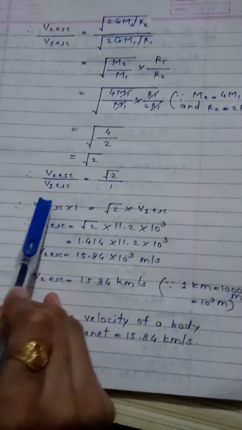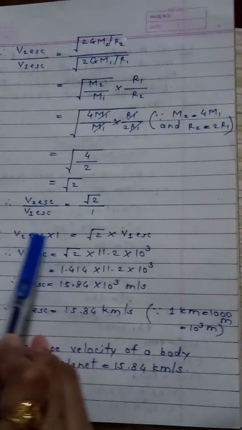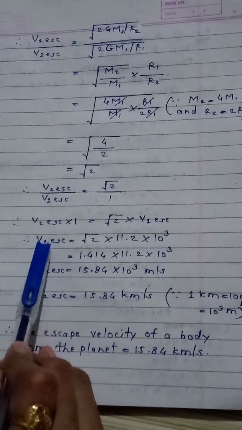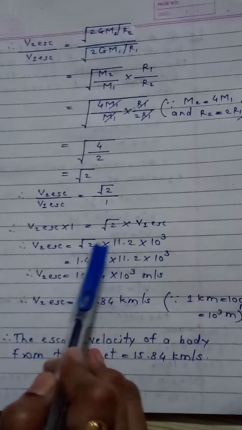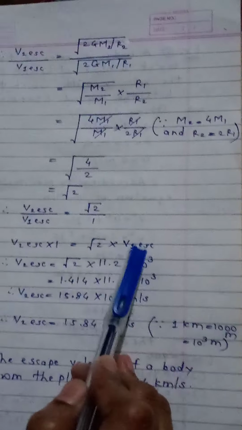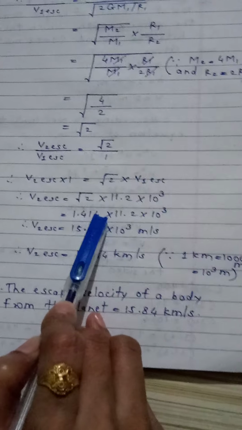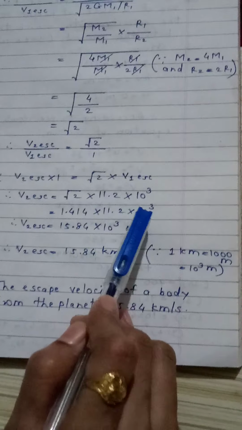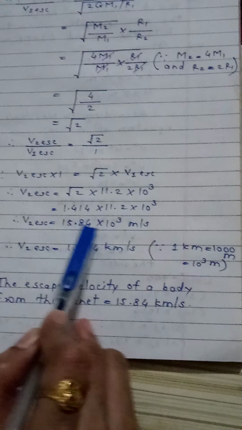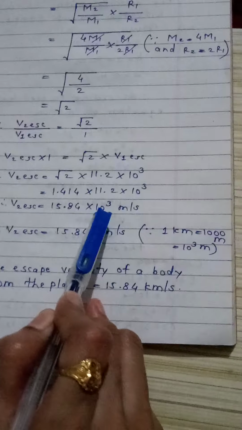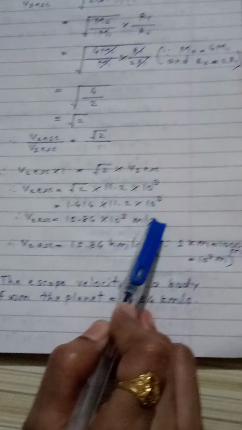Now here we will do cross multiplication. So we get v2 escape into 1 is equal to square root of 2 into v1 escape. Therefore v2 escape is equal to square root of 2 into 11.2 × 10^3, where I put the v1 escape value. But we know, children, the square root of 2 value is 1.414, into 11.2 × 10^3. So after multiplication we will get v2 escape is equal to 15.84 × 10^3 meter per second.